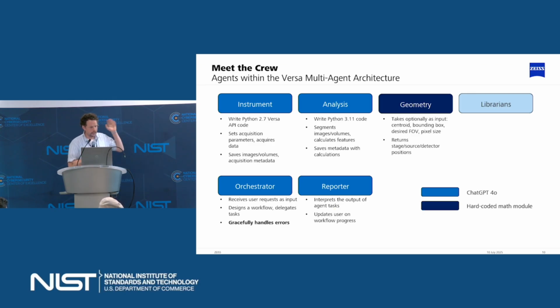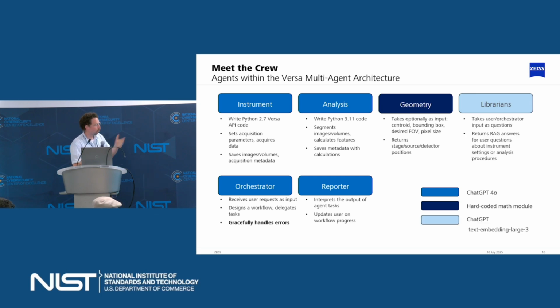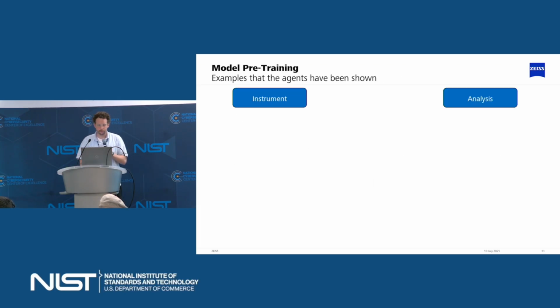There is a geometry module. This is not a large language model. This is a hard-coded calculator, essentially. And there's RAG, which we'll get into a little bit. It's called retrieval augmented generation, or RAG. This is how the system can ingest technical documents and then give suggestions to the user. It's also what enables contextual domain-level speech with the instrument.